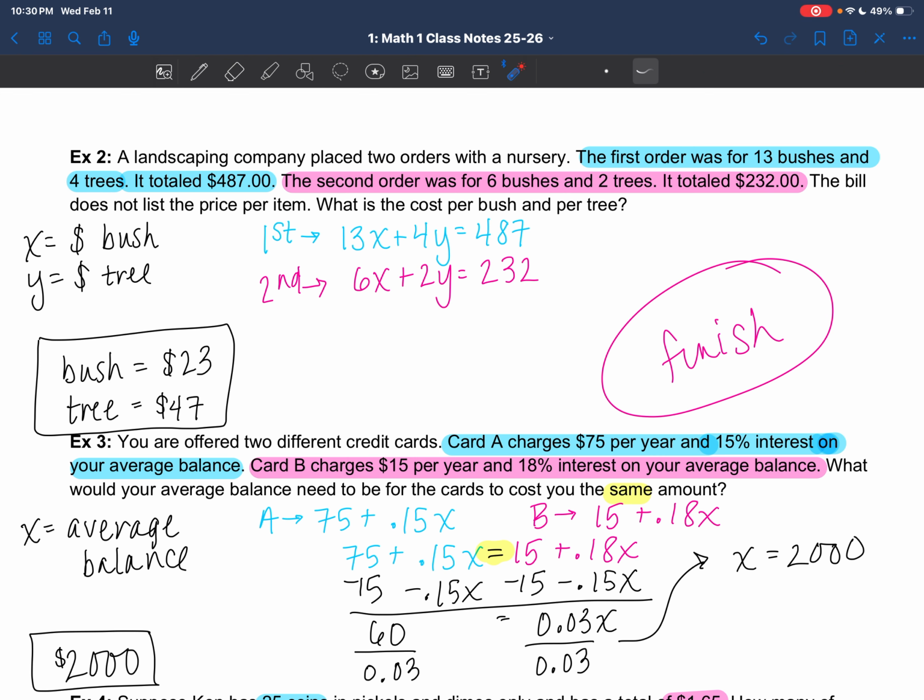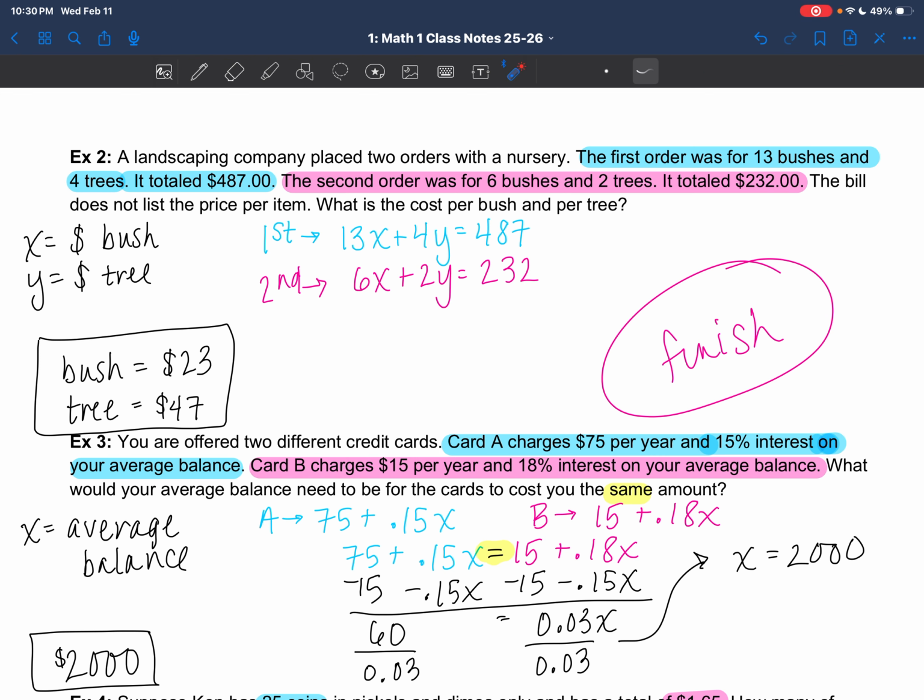So it's placed 2 orders with the nursery. The first order was 13 bushes and 4 trees, and that was the total. The second order was 6 bushes, 2 trees, and that was the total there. So the bill does not list the price per item, so we want to know what's the cost per bush and per tree. Since we're looking for bushes and trees, that's what our variables are going to be. In this case, I did X and Y. I could have easily done B for bush and T for tree, whatever works for you.